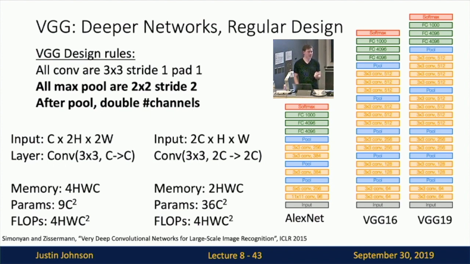This design principle has been followed by many, many convolutional architectures after VGG. The basic idea is that we want each convolutional layer to cost the same amount of floating point operations. And we can do that by halving the spatial size and doubling the number of channels at the end of each convolutional stage.